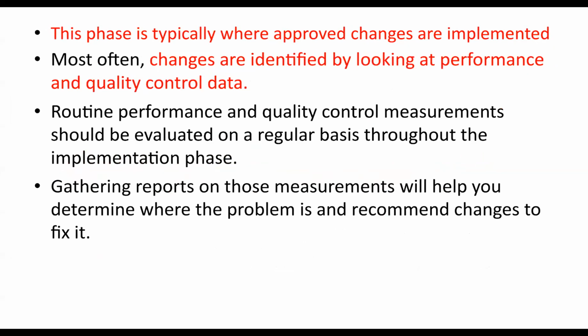This phase is typically where approved changes are implemented, and most often changes are identified by looking at performance and quality control data. The routine performance and quality control measurements should be evaluated on a regular basis throughout the implementation phase. Gathering reports on those measurements will help you determine what the problem is, and recommend changes to fix it.